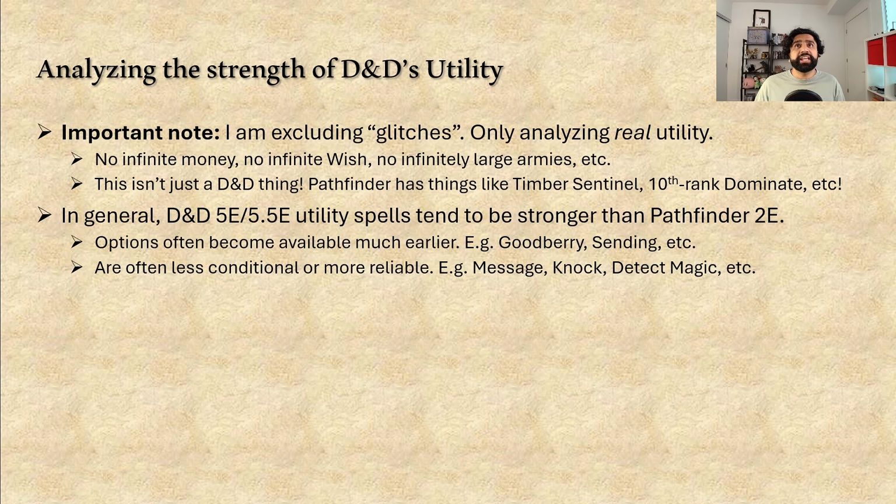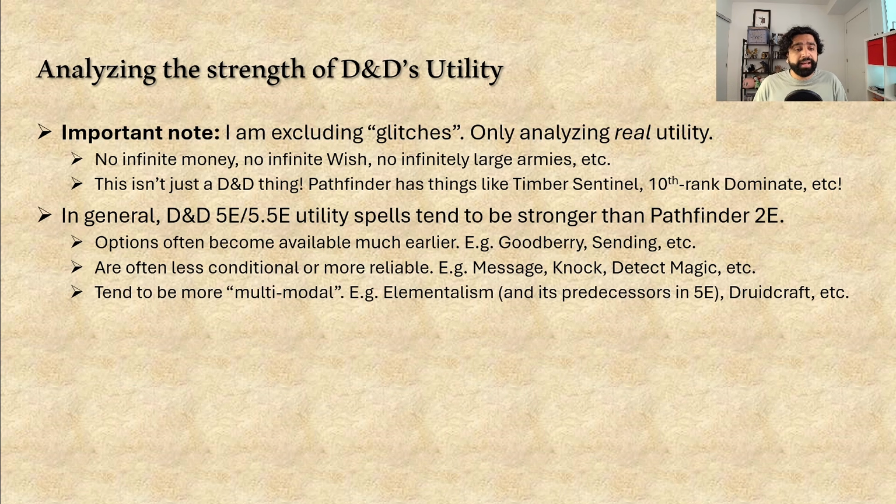Detect Magic in D&D gives you way more information than what Pathfinder's Detect Magic does, although there are different ranks now, like Detect Magic is a cantrip, and in D&D it's a 1st level spell, but still. Then there's the fact that sometimes D&D spells tend to be much more multimodal. They're allowed to accomplish a whole lot more things. For example, in D&D 5.5e, we have the Elementalism cantrip, and in D&D 5e, we have its predecessors, like Shape Water, Move Earth, etc. And all of these are generally able to accomplish a lot more than what you would accomplish with a cantrip in Pathfinder, and oftentimes don't even have equivalents.